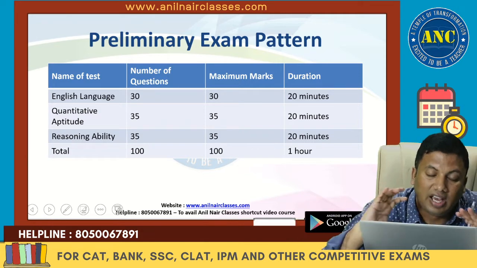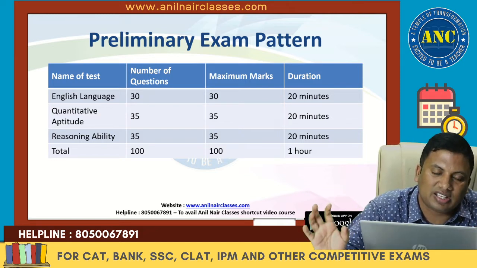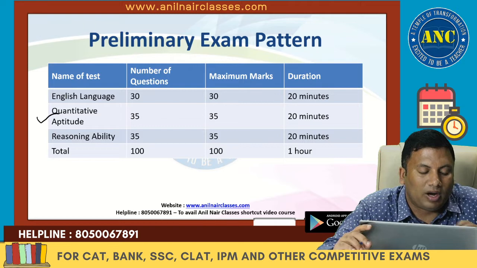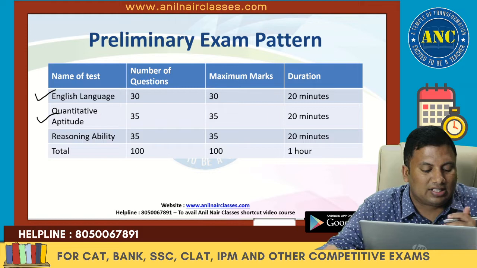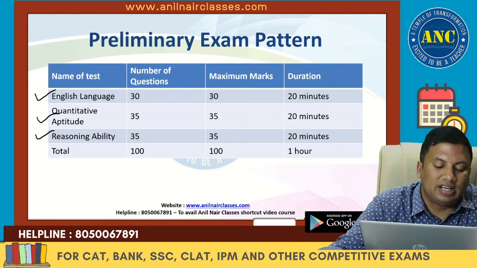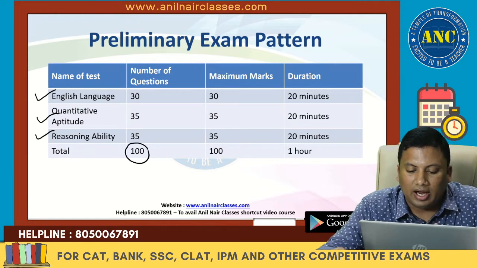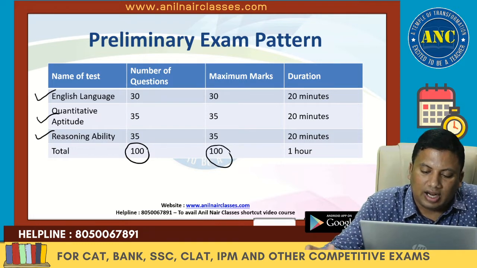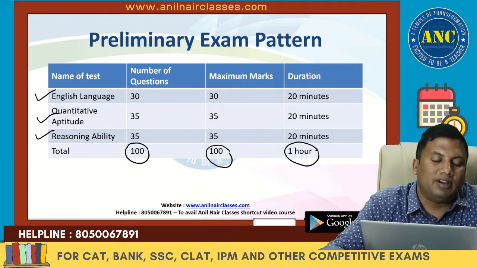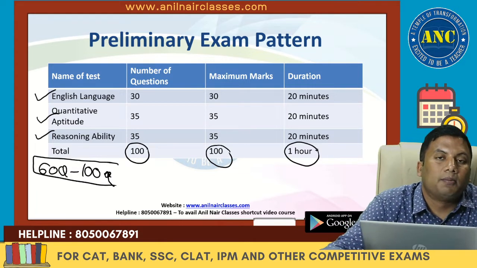Now let us see the examination pattern of the preliminary examination. The preliminary examination checks a student's ability on 3 topics: quantitative aptitude, verbal ability, which we call English language here, and reasoning ability. In total, the exam will have 100 questions, and each question is 1 mark. So 100 questions, 100 marks. Only 1 hour time will be given. That means 60 minutes to attempt 100 questions.